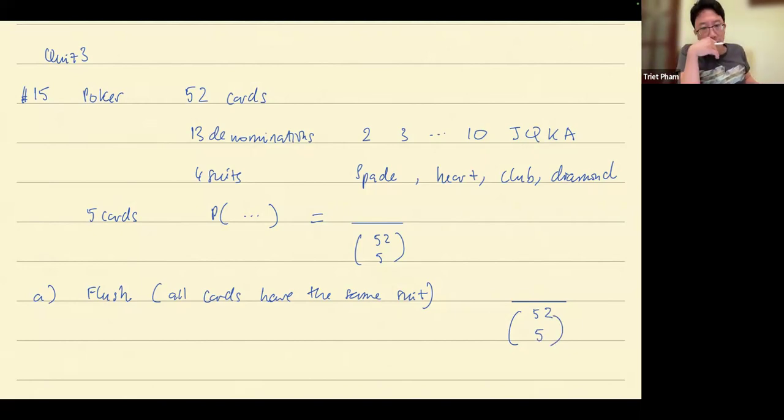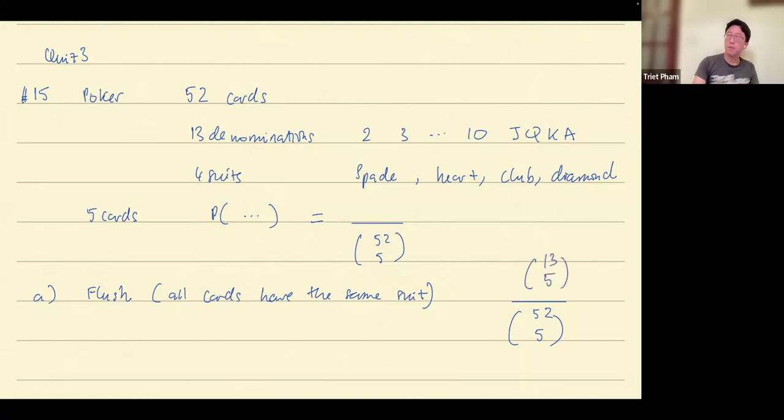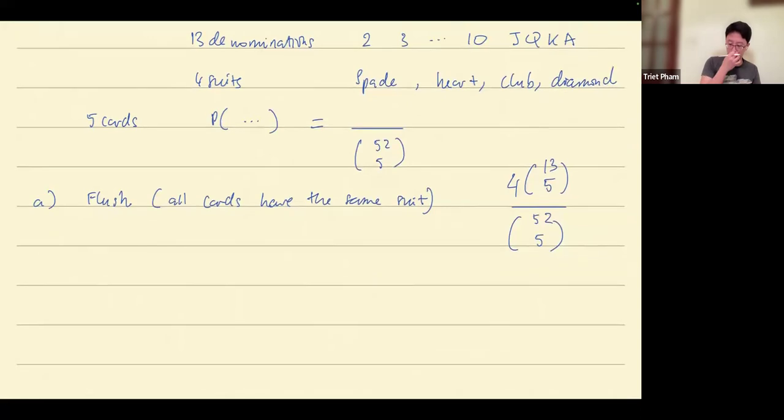How many ways can we select 5 cards of the same suit? 13 choose 5. So is that it? Times 4, right? Because there are 4 possible suits.